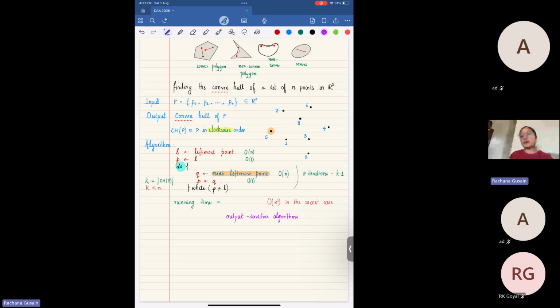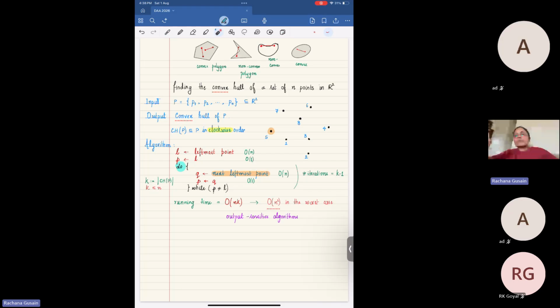Because here we have k iterations, and in each iteration I'm taking order n time. So the running time, I can quickly say, is order n times k. It's order n times k. And you were right to say that it is order n squared in the worst case, because k is at most n. But this is also a way to express the running time of an algorithm.